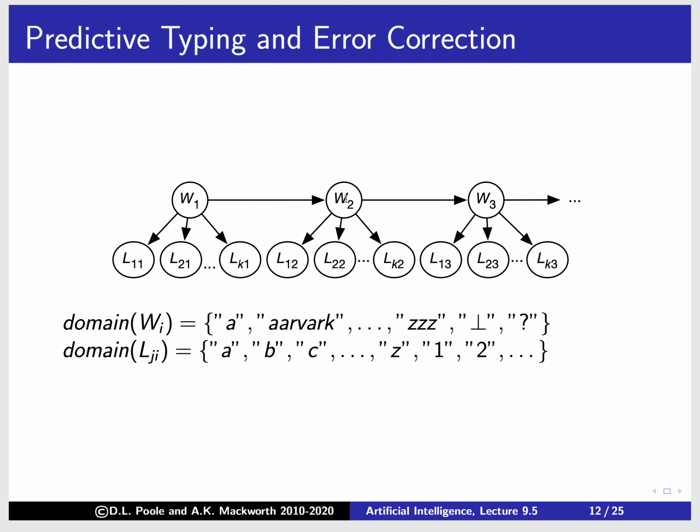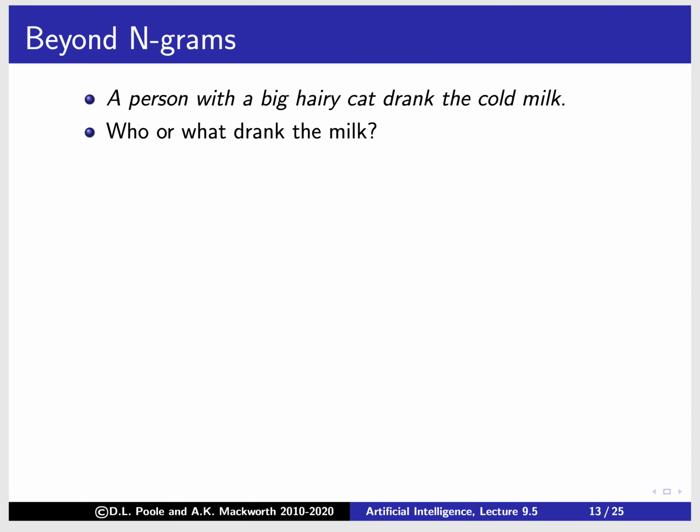So this is how your error correcting code works, when you type things into something like Word, someone does predictive typing, this is how it works. So it's just this probabilistic model, and by drawing it as a belief network, we know what probabilities we need, and what we can infer in here. So this is actually how they work. All right. N-grams turn out to be not as useful as you might think they are.